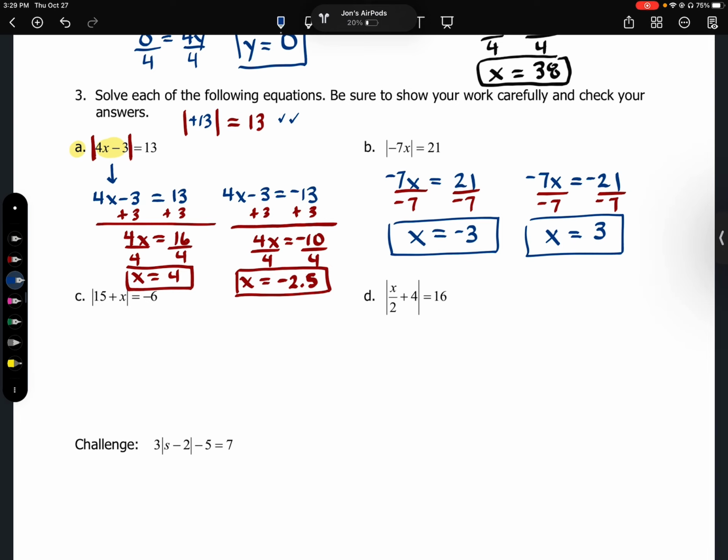Letter C, we have the absolute value of 15 plus x equals negative 6. Well, surprise, we got to be looking for this. Negative 6 isn't going to work there. So we've got to say that this one has no solutions because an absolute value cannot equal a negative.